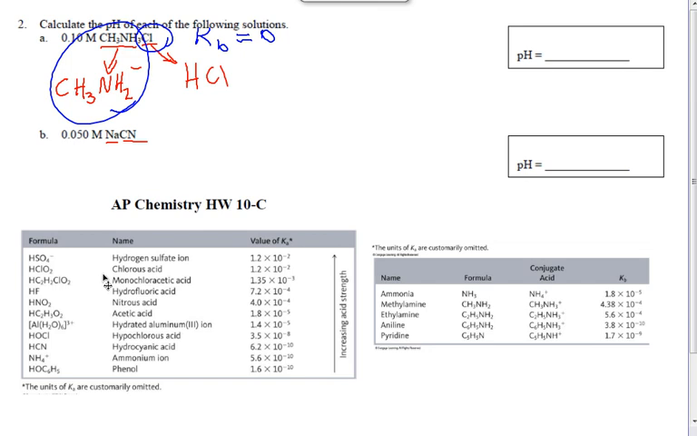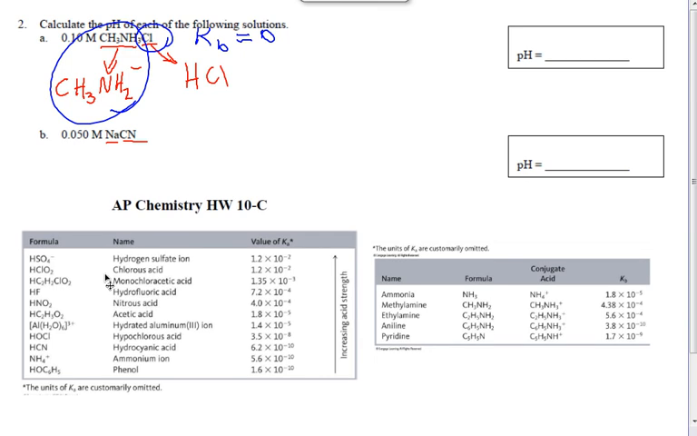So I need to find the right K value. Do you see it? There it is right there. Methylamine and its opposite. Oh, I forgot that's a plus up there. That's the plus. There's no charge here. Chlorine's a minus. That's a plus. I messed that up. So let me write that reaction.